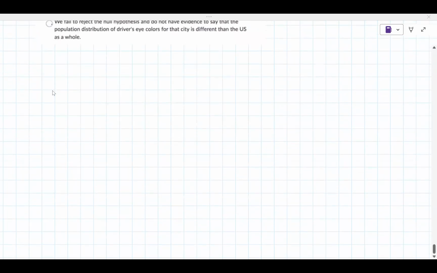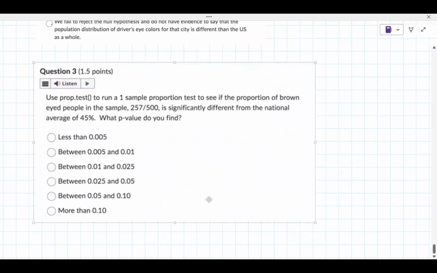Okay, so question three is about something totally different. It's a one proportion test. I'm just gonna run the test here and see what I find out. So I'm gonna do that in StatCrunch, the piece of statistical software. You put the output in the window here. Don't need all that.